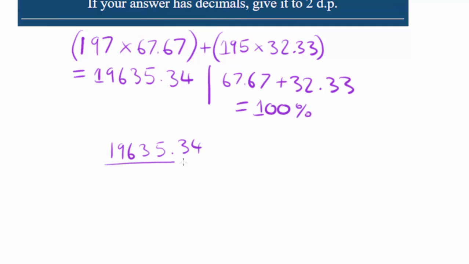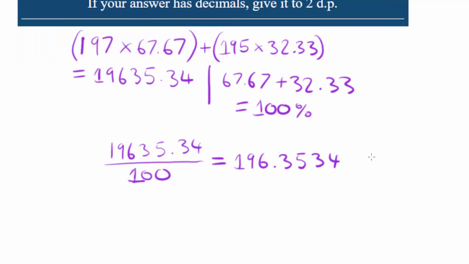So 19635.34 divided by 100, right? And what does that give us? That gives us 196.3534, right?